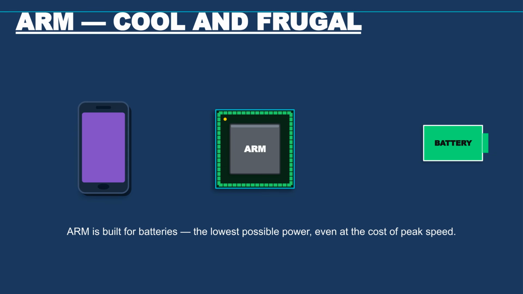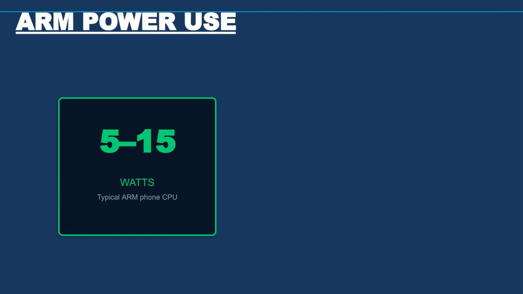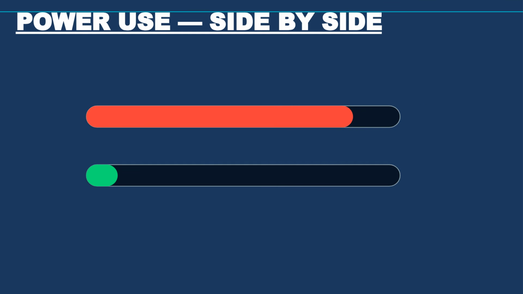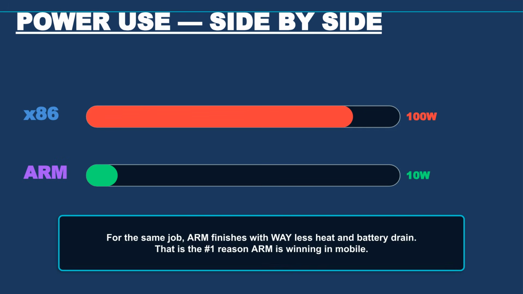ARM is cool and frugal, built for battery life. An ARM chip runs at a much cooler 38 degrees Celsius and prioritizes the lowest possible power use. Typical ARM phone CPUs use just 5 to 15 watts. This allows for fanless designs and long battery life, which is why your phone runs silent all day. Comparing power use side by side, x86 can easily pull 100 watts. ARM, for the same job, might only draw 10 watts. This huge efficiency difference is why ARM dominates mobile devices.